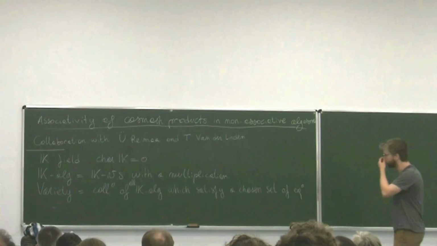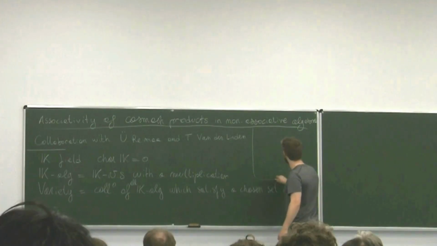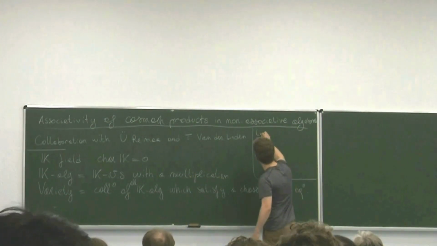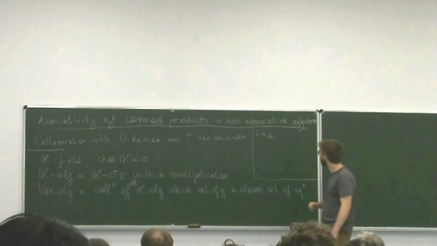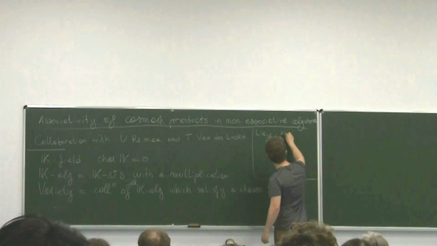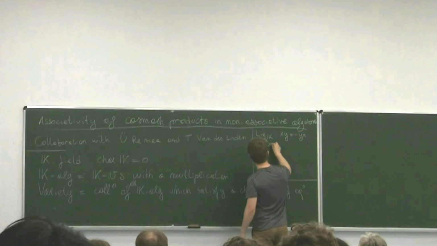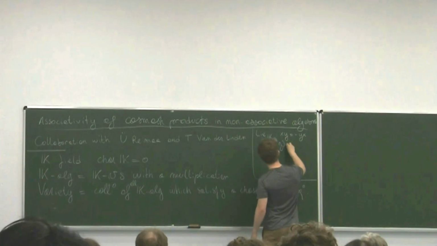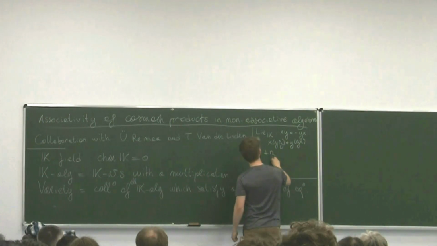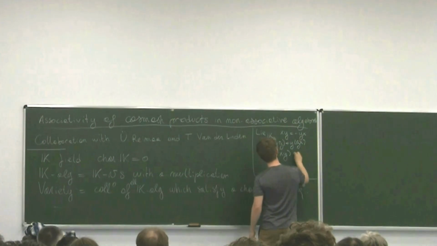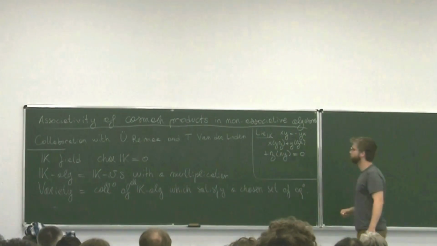Okay, so the main examples I have in mind and will mention today. The first one is the variety of Lie algebras. This one is defined by two equations. The first one is anti-commutativity, and the second one is the Jacobi identity. Okay, that's the variety of Lie algebras.